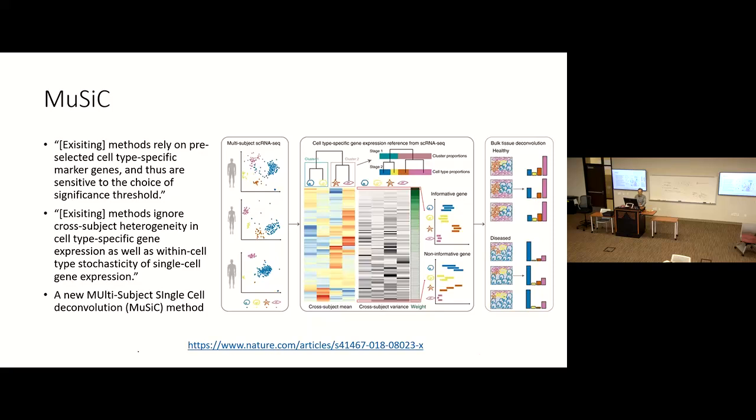So this is an example of another similar method, just with different names, and the claim is it may be more generalized, so you don't have to pre-select the cell type, and it can also deal with this cross-subject heterogeneity. But same idea at the end, okay? Just some different tweaks of the algorithm, different intermediate steps to make this stronger in some aspects, but that's all.